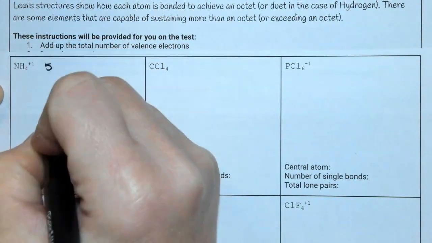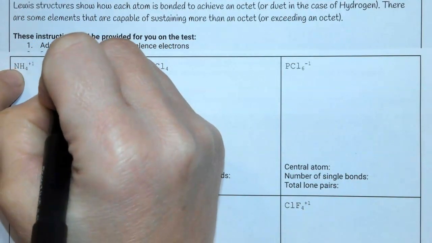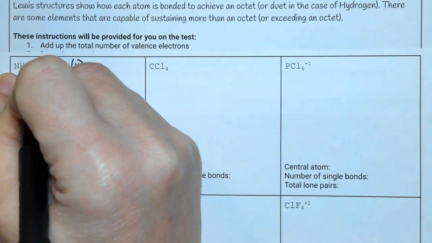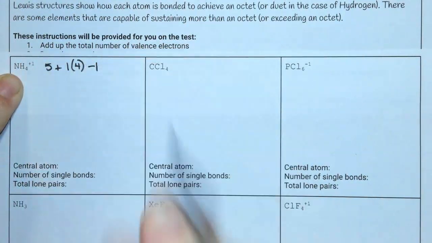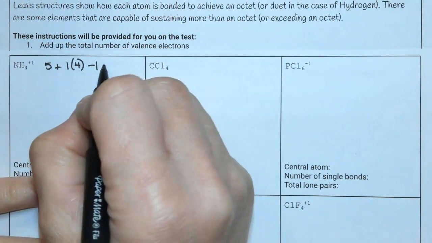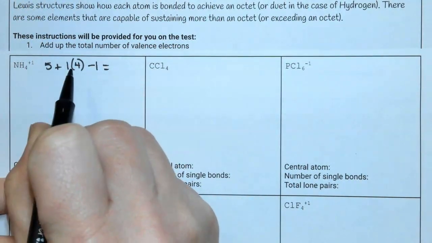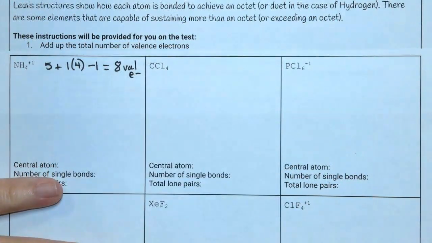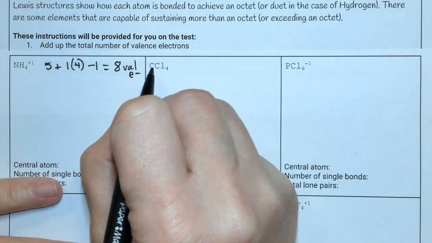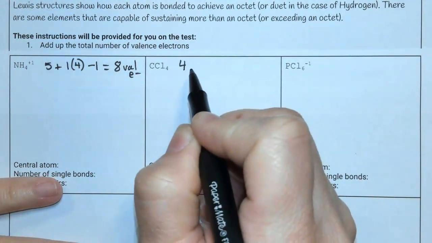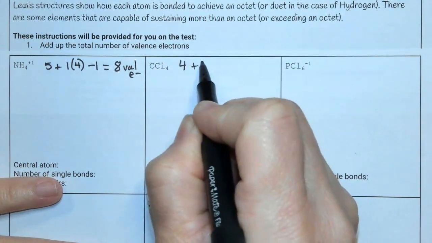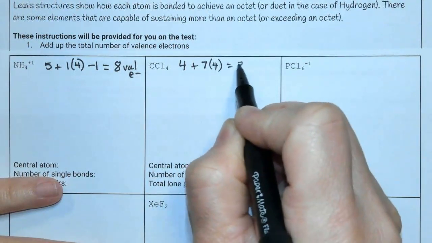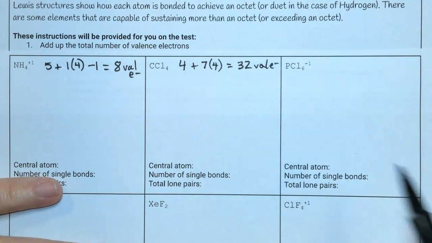Nitrogen has 5 valence plus hydrogen has 1 times there are 4 hydrogens, and then that plus 1 means I'm going to write minus 1. And when we do our math, we're going to get 9 minus 1 equals 8 valence electrons total. This is carbon, which has 4 valence electrons, plus chlorine has 7 valence times the subscript of 4, and that's 28 plus 4, which is going to equal 32 valence electrons.